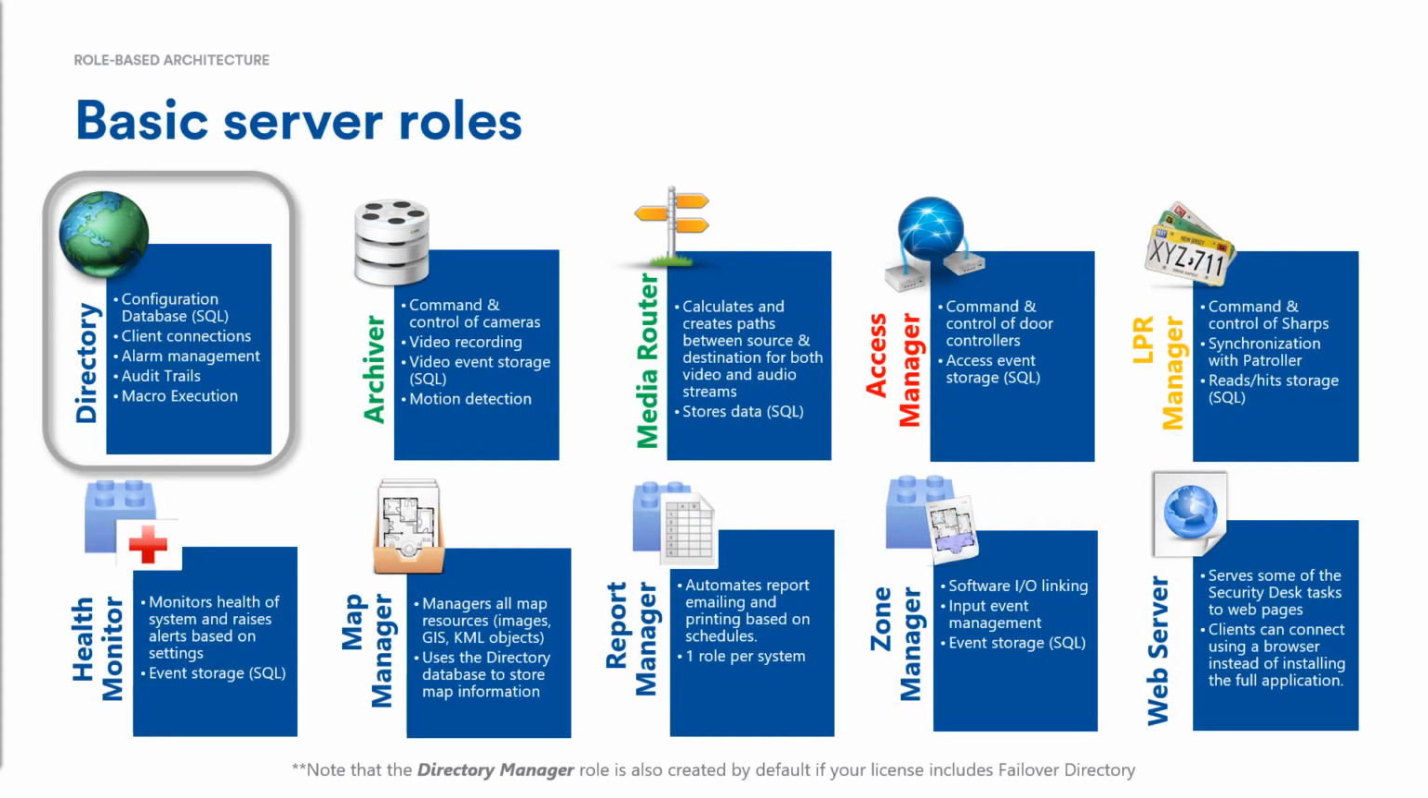Here are some of the other server roles that are commonly found by default on most security center systems. Now, we've already discussed what the roles on the top row do, so let's look at the bottom row here. The health monitor monitors system health events and writes them to a database. Health events would include things like packet loss, CPU high, server storage full, hardware device offline, things like that.